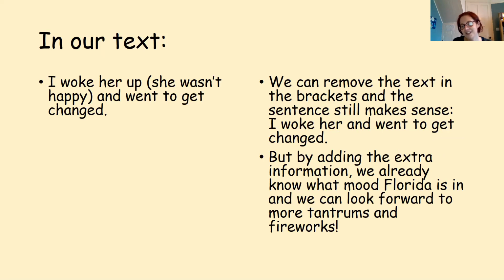So in our text today, we are going to hear this particular sentence. I'm sure you can work out who the I and the her are in this sentence. So we've got, I woke her up, she wasn't happy, and went to get changed. So we can remove the text in the brackets and the sentence still makes sense. I woke her and went to get changed. Okay, so I woke somebody up and I went to get changed.